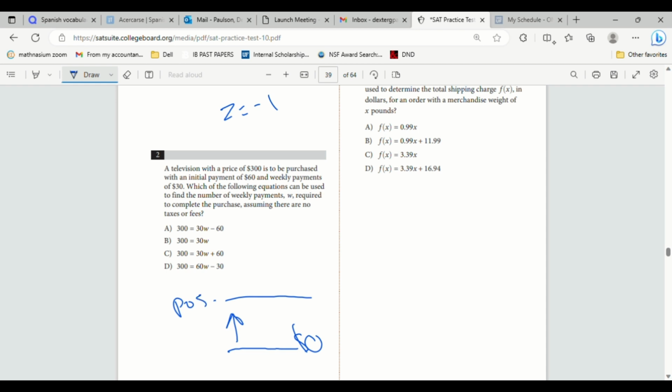So our initial payment is 60. So we need to see a plus 60, which is in C, and $30 a week, so 30, and then W for number of weeks. So 2 is C, because 60 bucks initial plus however many weeks we pay $30, and that'll tell us how many weeks it takes to pay off the entire price of the television.